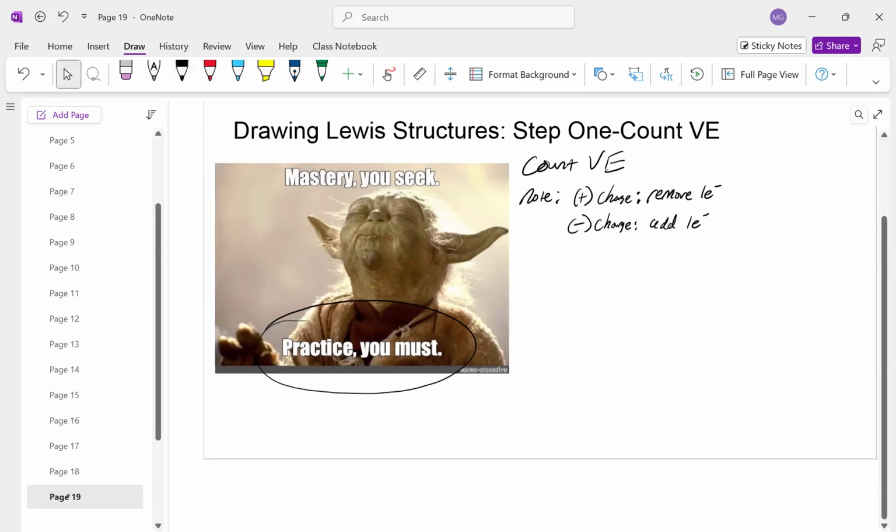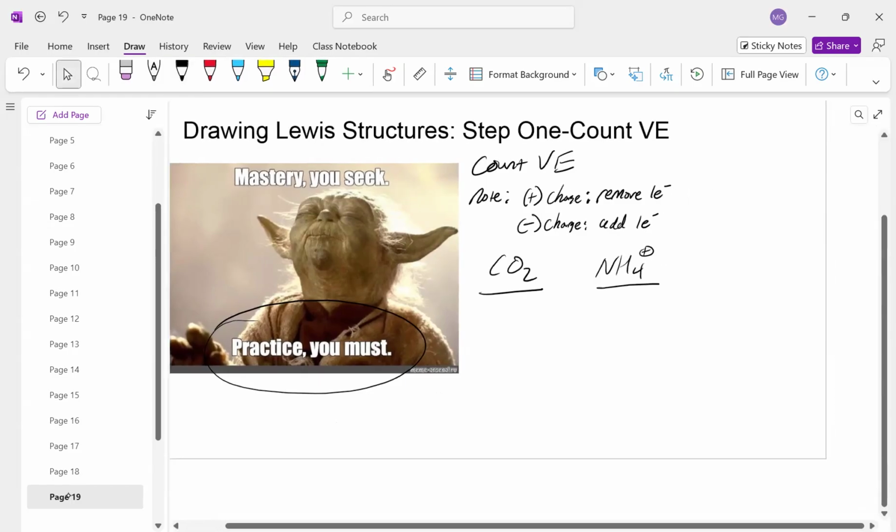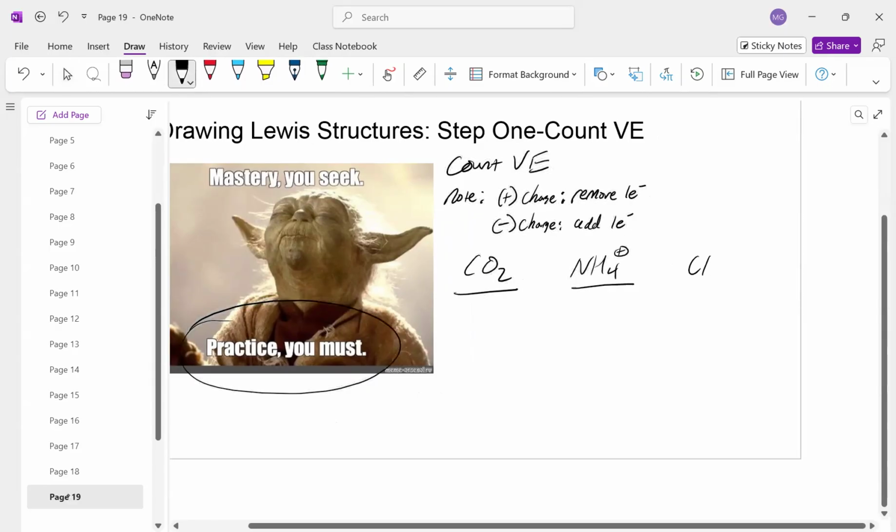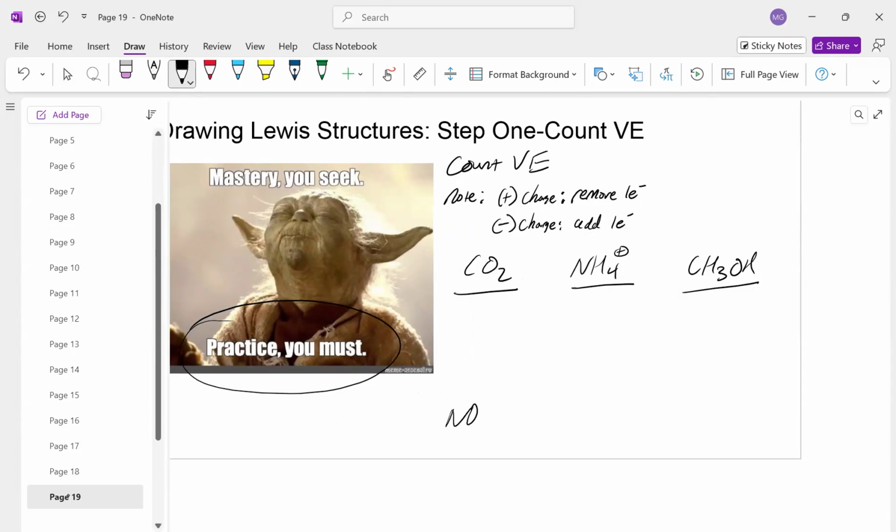And what I'm going to do is go through all 4 of these steps with the same compounds and just go through the process of how we come to a Lewis structure. So we're going to look at carbon dioxide, we're going to look at ammonium, we're going to look at methanol, and then nitrate, sulfuric acid, and the acetate ion.